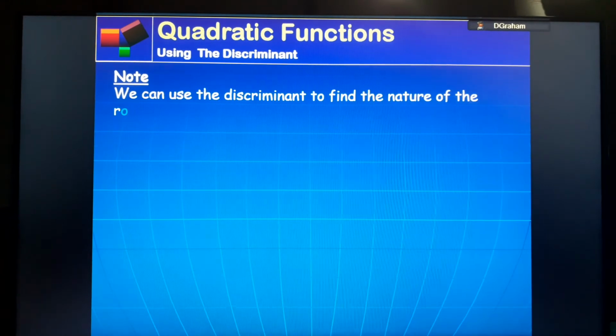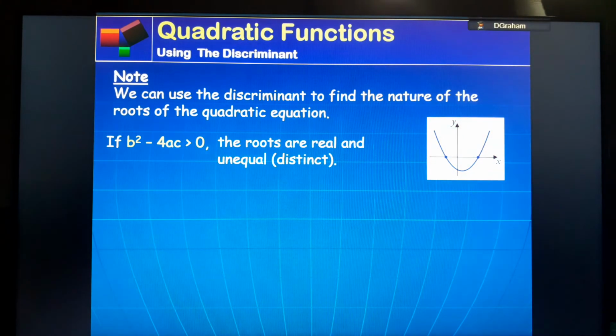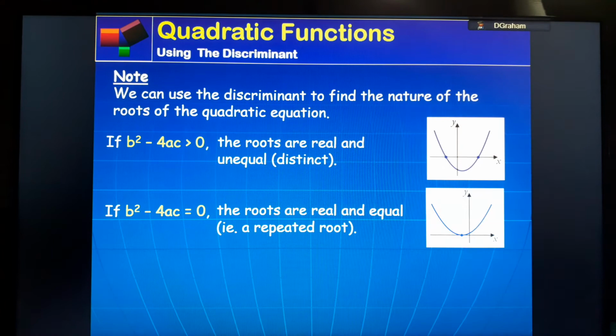So here's just a summary of it all. Okay, you could copy this part down. So b squared minus 4ac is greater than 0: roots are real and unequal, or another word for unequal could be distinct. If the discriminant is equal to 0, the roots are real and equal. Okay, it says here a repeated root.